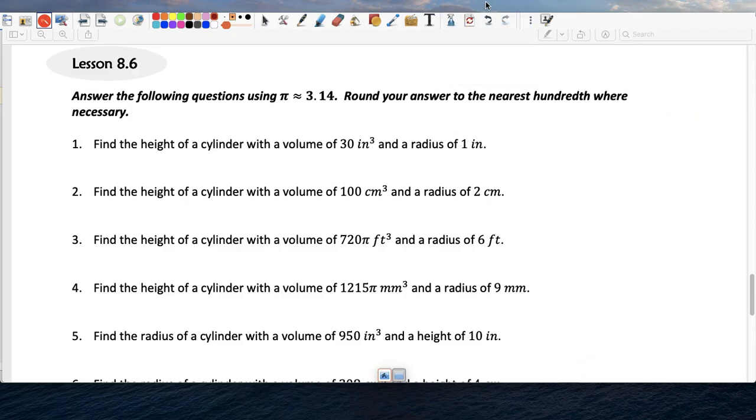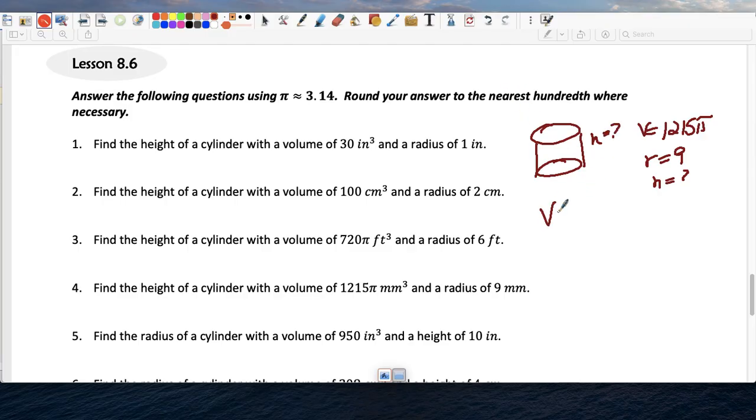I think I'm going to have to do 4. Height again. I want to do something with radius. Okay, let's do 4 first. Another height problem. Here's a cylinder. The volume is 1,215 pi. The radius is 9, and we're missing the height. So let's get to this. Volume equals pi r squared times the height. We're going to replace the volume with 1,215 pi.